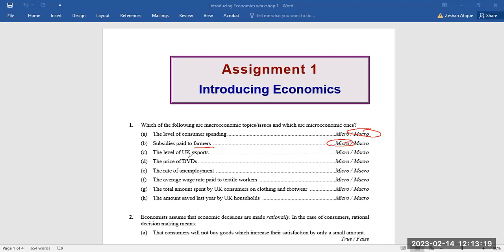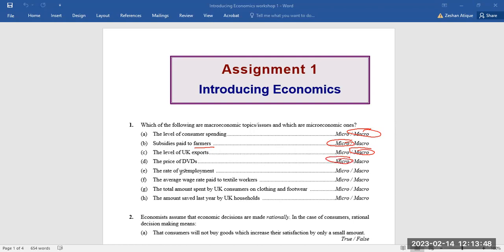Similarly, the level of UK exports or Pakistan's exports. When you are talking about the overall exports of a country, you are not considering the export of surgical goods or communication goods or rice or flour. That is the overall export, so it should be a macroeconomic issue. Similarly, the price of DVDs is related to one particular product, so the price of DVDs will be an issue related to microeconomics.